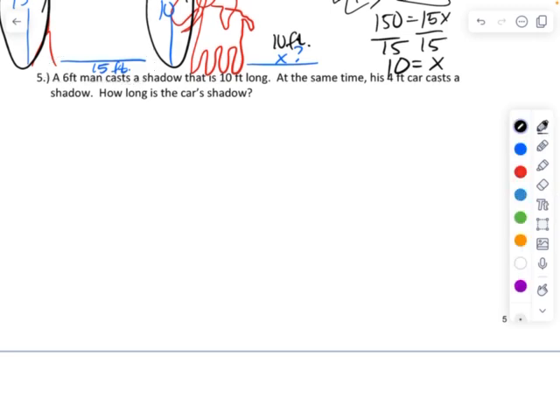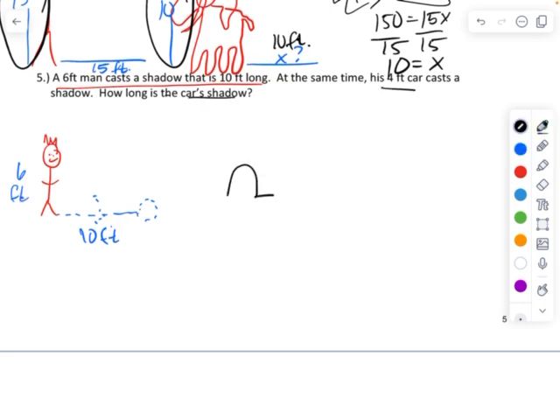All right, and the last one. Let's erase this circle. A 6-foot man casts a shadow that is 10 feet long. I'm going to draw him. They're all smiling. A 6-foot man casts a shadow that is 10 feet long. Oops, I'm going to use blue. At the same time, his 4-foot car casts a shadow. How long is the car's shadow?